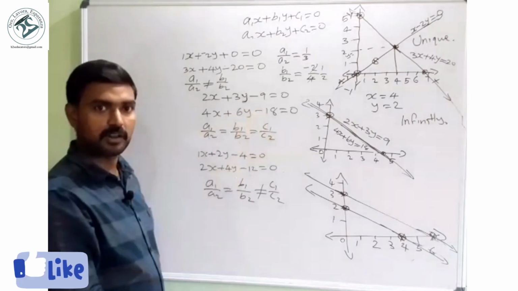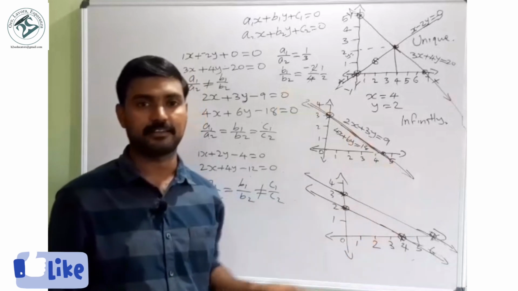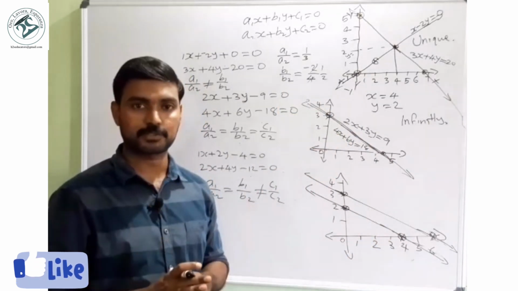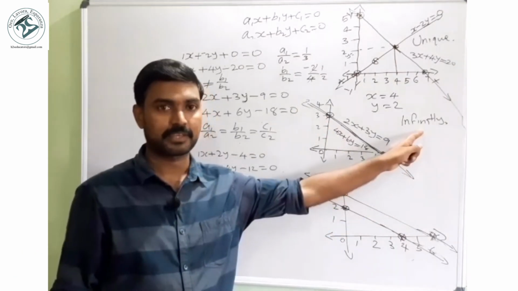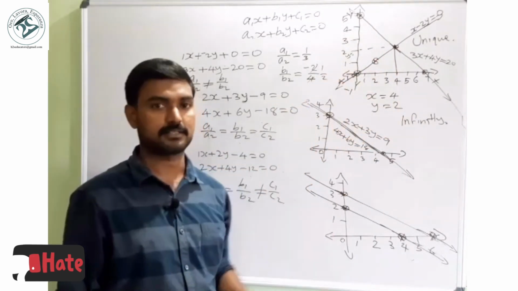If you find a1 by a2, b1 by b2, c1 by c2, and you get all equal, then when you draw the graph, surely it will be coincident lines. That means like this. In such cases you will not get a unique solution. Solutions are there, all points are solutions. So infinitely many solutions. In these two cases a solution is there, that's why it is known as consistent.